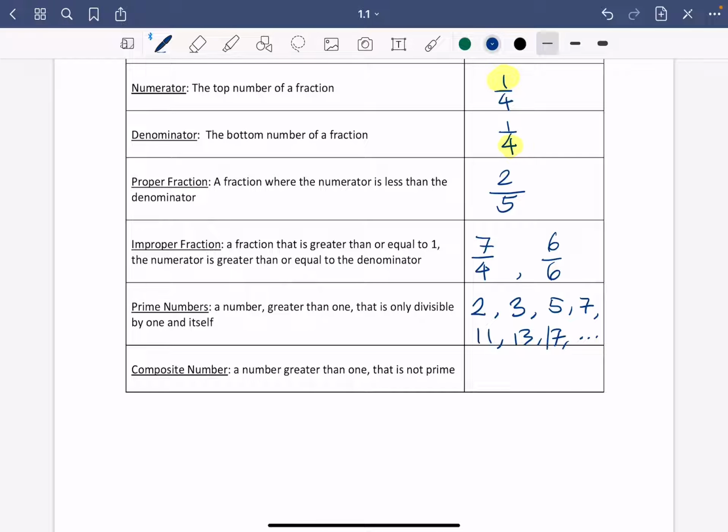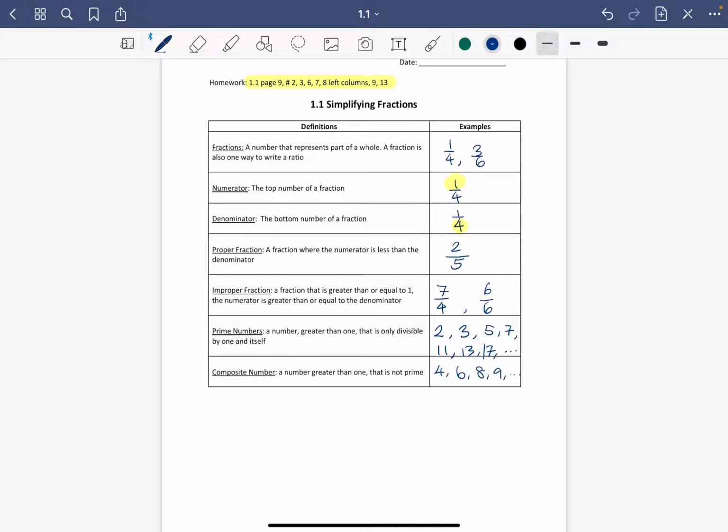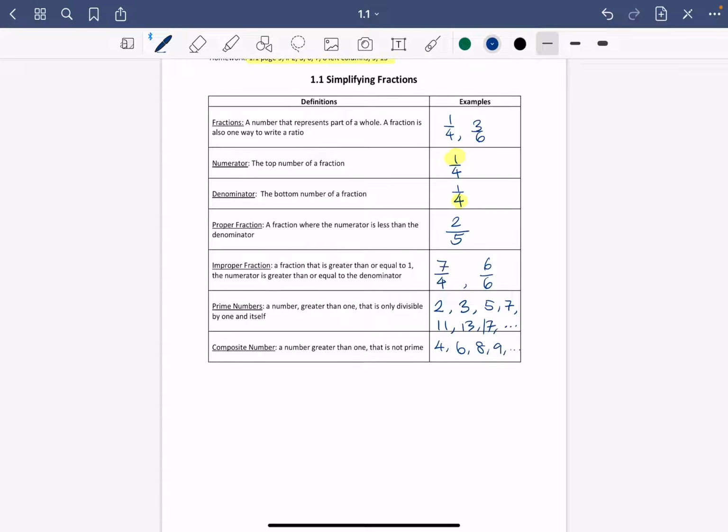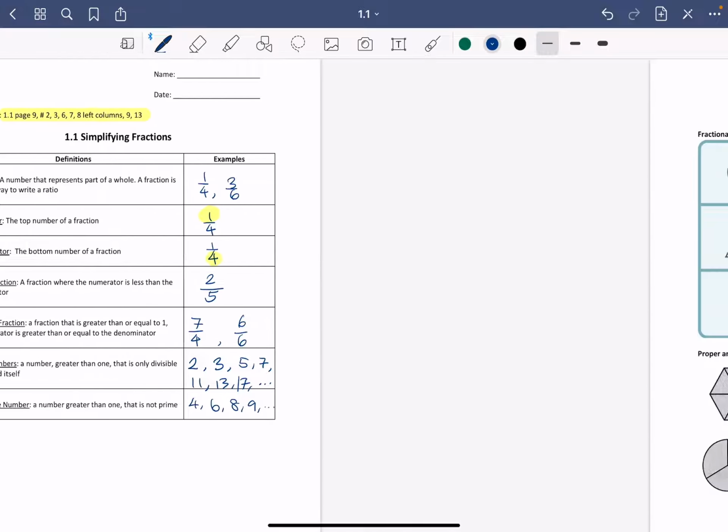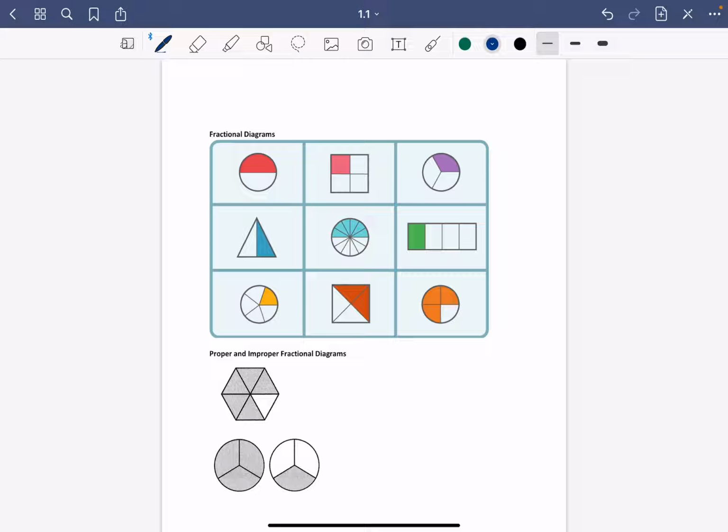Okay, composite number. A composite number is a number that's greater than 1 and that is not a prime number. So for example, 4, 6, 8, 9, etc. Okay, so you guys will need to know these definitions in order to do the rest of this unit.